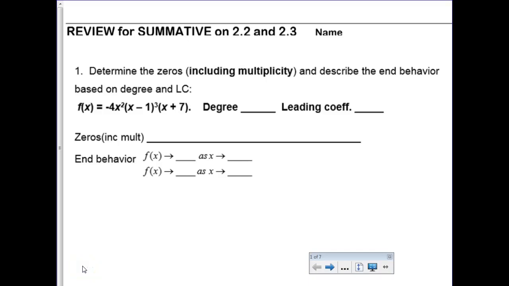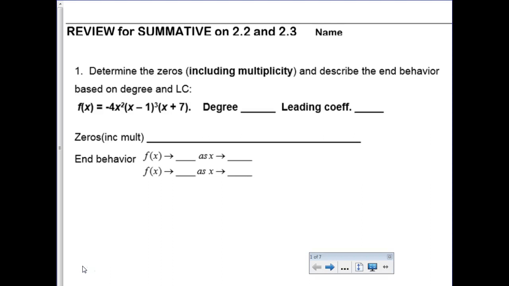Alright, so this, we're calling it kind of an optional summative, but for some of you it's not optional. Just keep that in mind that depending on what your scores were and what your homework check scores were, some of you may or may not be taking both of these sections.